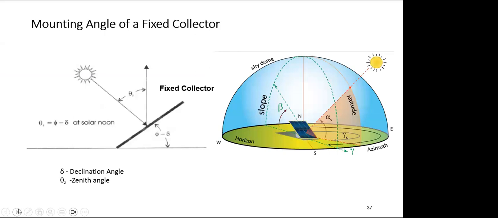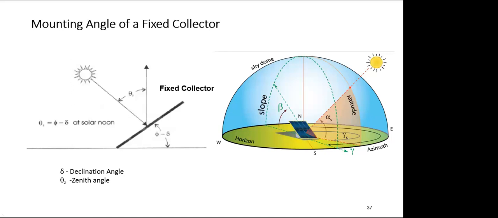Now, it's a mounting angle, the mounting angle of fixed collectors. I'm going to come to this point very quickly. Now, the sun is there. Then the alpha angle: the angle perpendicular to the solar panel, with the angle to the horizontal plane, we call the alpha angle. That is exactly equal to the altitude angle, we can say.